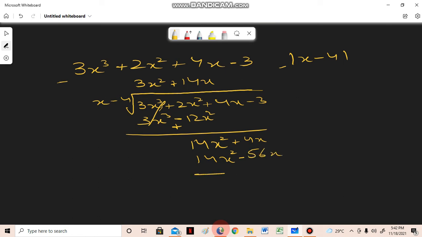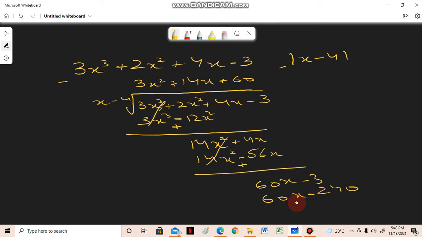Okay, so this will cancel and now this will become positive, so plus plus is plus, and 56 plus 4 is 60, and the sign will be of positive, so we have 60x. This minus 3 would come downwards with 60x, so this will become 60x minus 3. Now we know that we can multiply positive x with positive 60 to get positive 60x, right? So we have done the same, and when you multiply minus 4 with positive 60, it becomes minus 240.